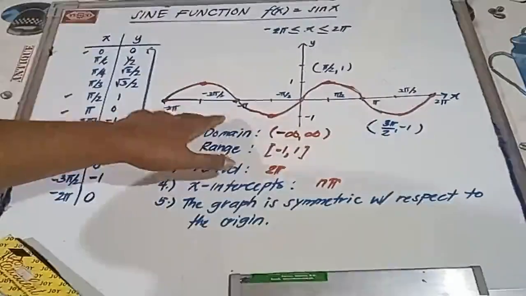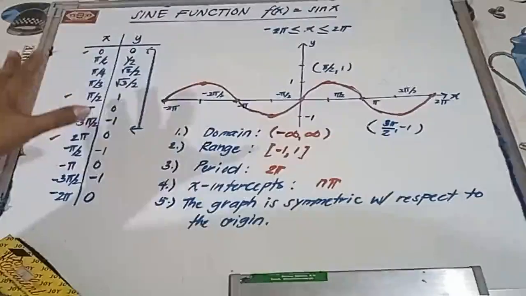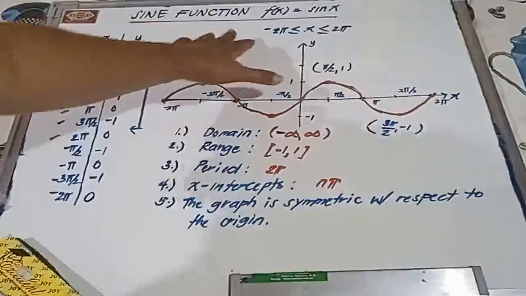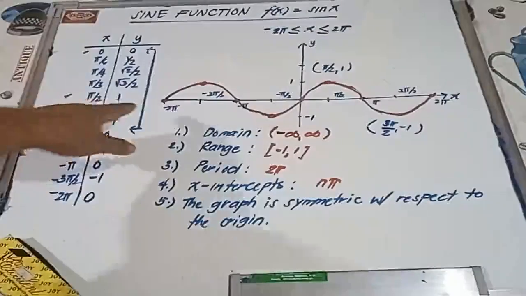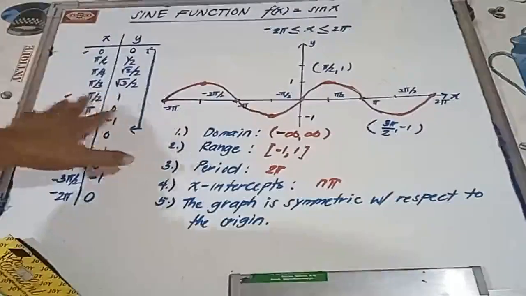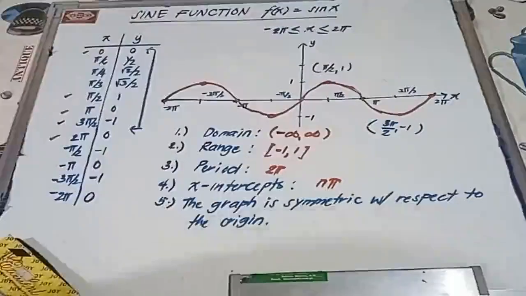Remember, this graph has the values of the angle from negative 2 pi to 2 pi. But pwede siya mag-continuous papunta ron sa kaliwa at papunta ron sa kanan. So that will be my illustration on how to sketch the graph of a sine function. Thank you.